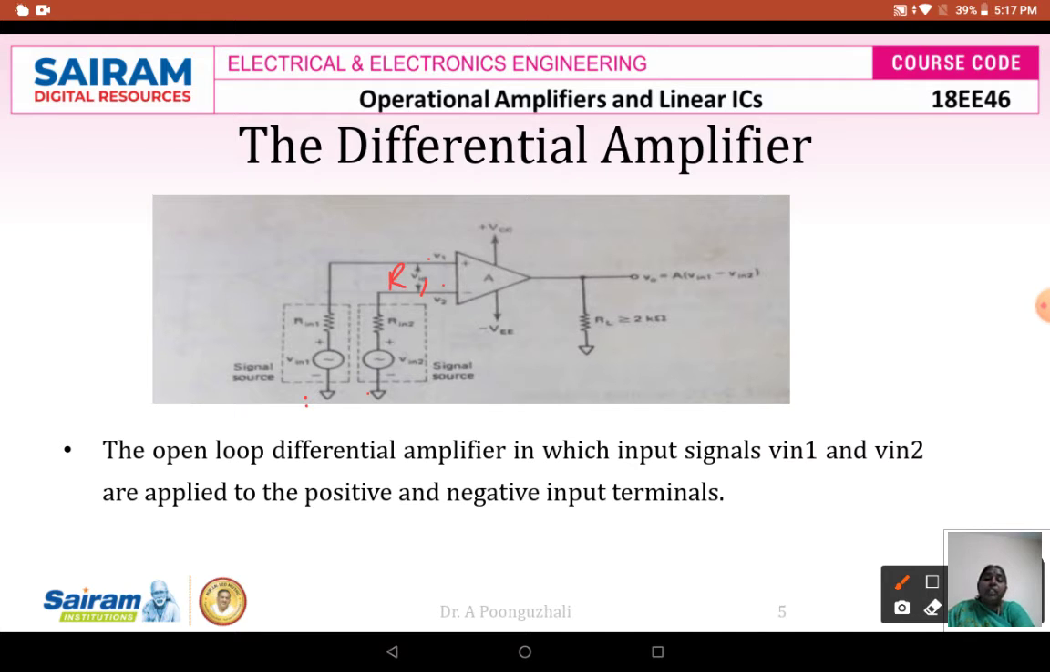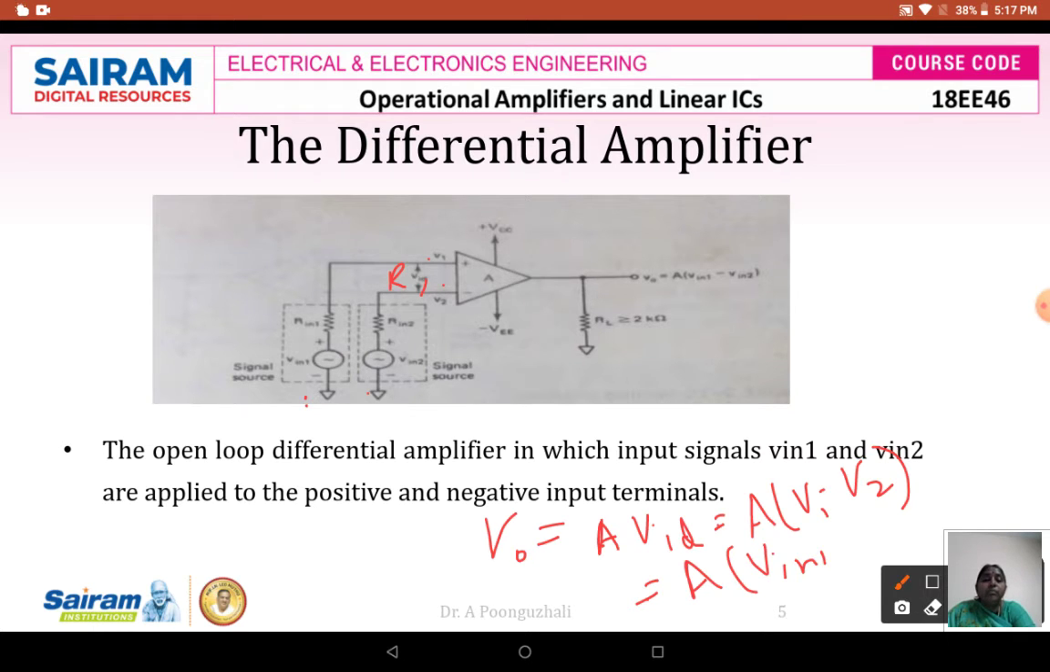We know that your V0 is equivalent to the gain of your operational amplifier A into your VID. What is VID? VID is nothing but V1 minus V2, the differential voltage. What is V1? V1 is actually your V in 1. So I can write it as A into V in 1 minus V in 2.